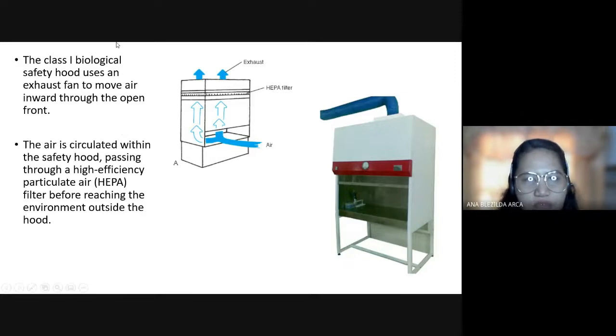So for the class 1, yung air niya papasok and then pataas ang labas. Ganun lang siya, papasok dito and then tataas siya, lalabas na siya. And dapat it will pass through the HEPA filter. Just like this one. Air comes in, air goes up to the HEPA filter, air comes out. Okay? So the air is circulated within the safety hood, passing the HEPA filter before reaching the environment outside the hood.